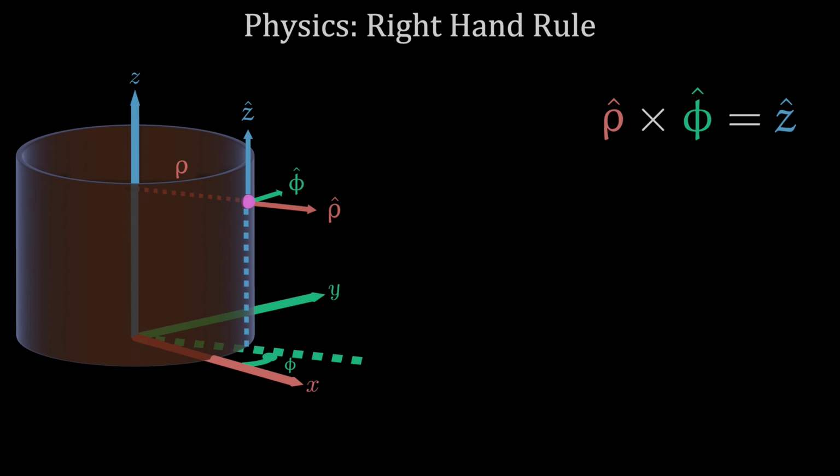Note that phi hat is also parallel to the xy plane. Phi hat and rho hat are both parallel to the xy plane because they have no vector components in the z direction. This is because moving in the z direction doesn't increase the angle phi or the cylinder's radius rho. With all of the unit vectors in this coordinate system labeled, you can now take a moment to confirm all of the related cross products.